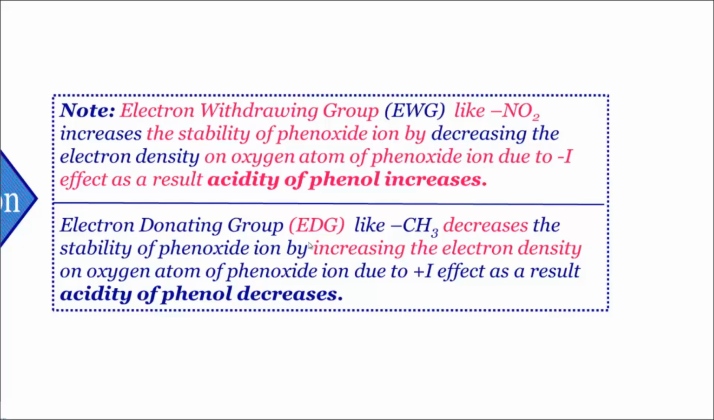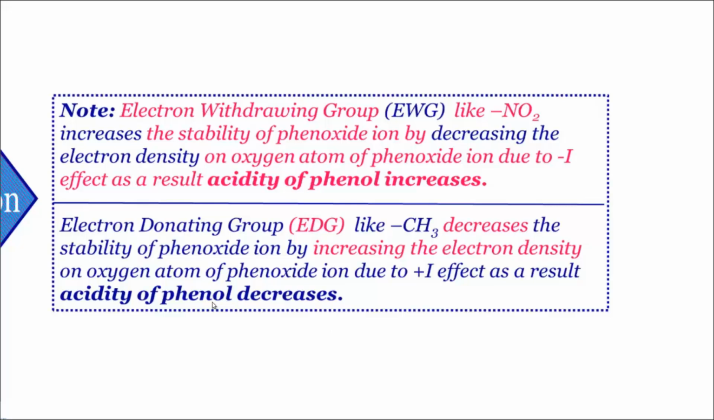Exactly the opposite happens when an electron donating group is present. Electron donating groups like the methyl group decrease the stability of the phenoxide ion. How do they decrease the stability of the phenoxide ion? Because their nature is to donate electrons, they donate electrons to the phenoxide oxygen, thereby increasing the electron density on the oxygen atom of the phenoxide ion due to positive inductive effect. So, as a result, the acidity of the phenol decreases.